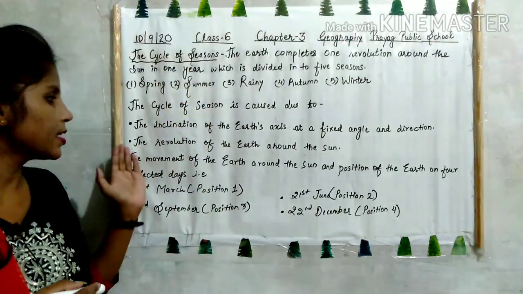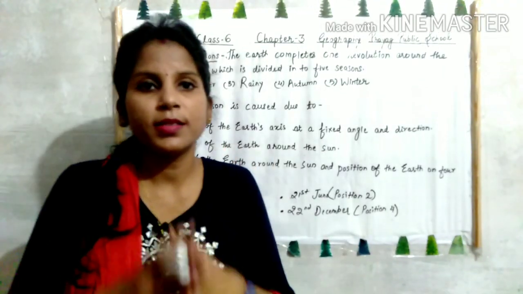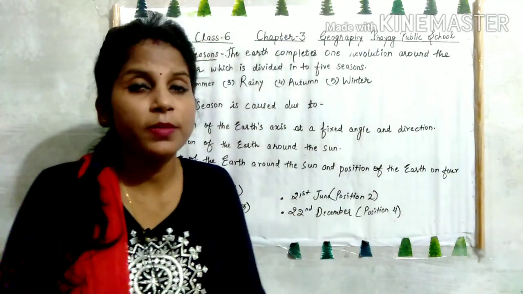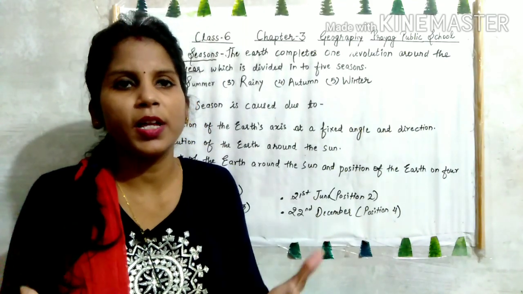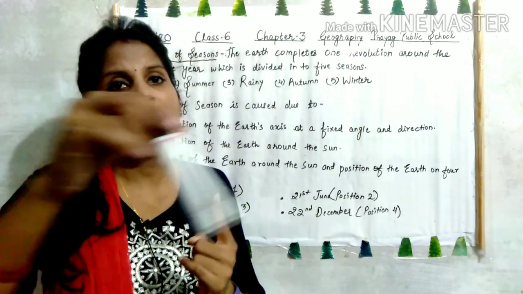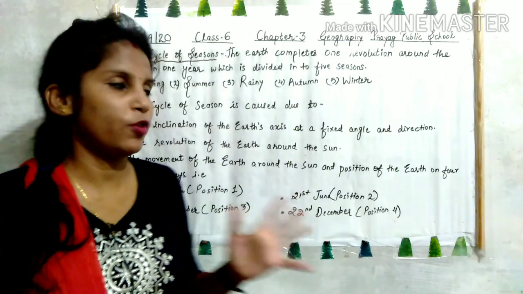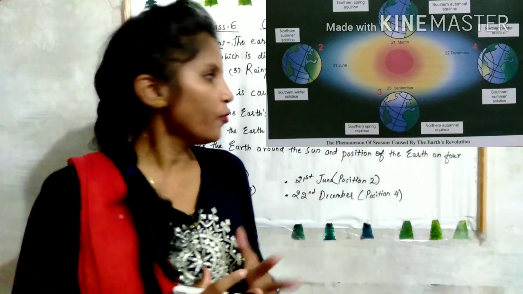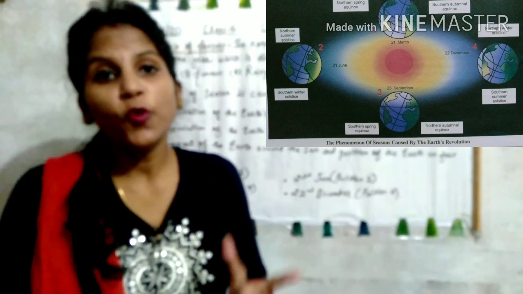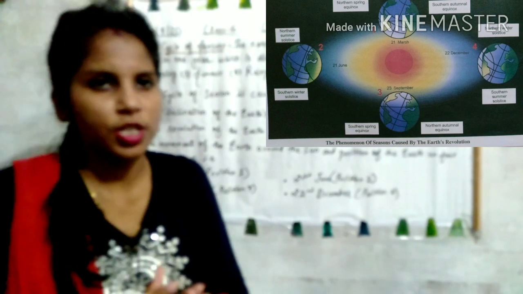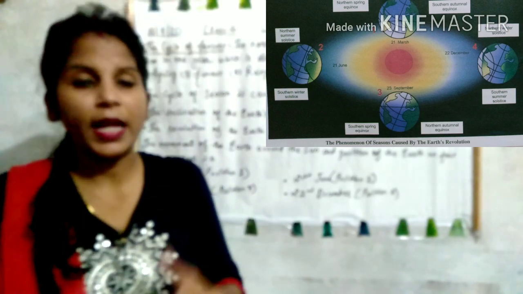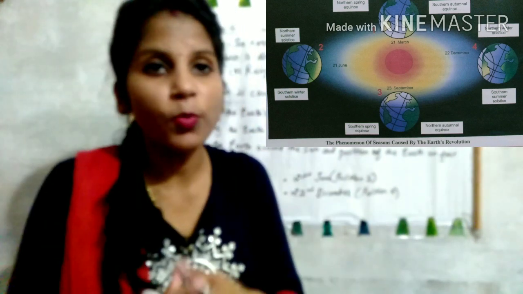Okay. Then second is the revolution of the earth around the sun, and the cycle of season is caused how? It is caused by the revolution of the earth around the sun. And what is revolution? The movement of the earth around the sun is called as revolution. Okay. The movement of the earth around the sun and the position of earth on 4 selected days. तो जो earth और sun का position है वो 4 days पे selected होता है, जिसको हम solstice भी कहते हैं. That we will study in our upcoming video in detail.